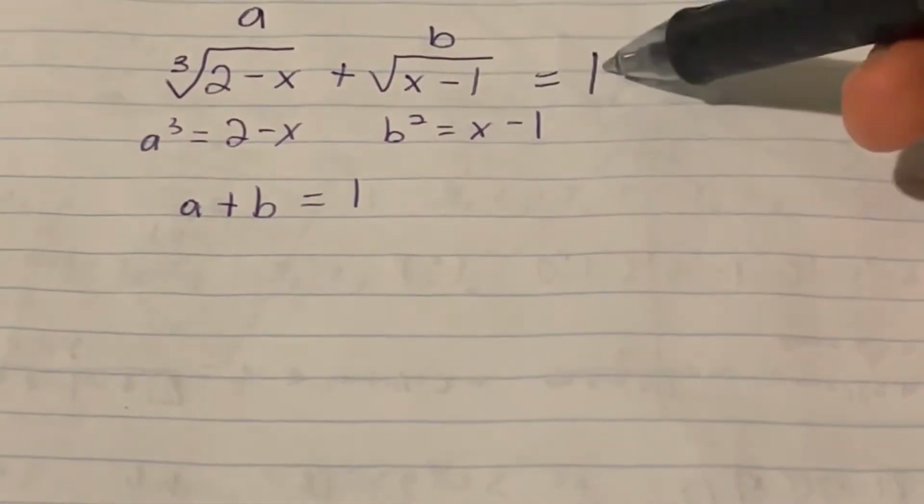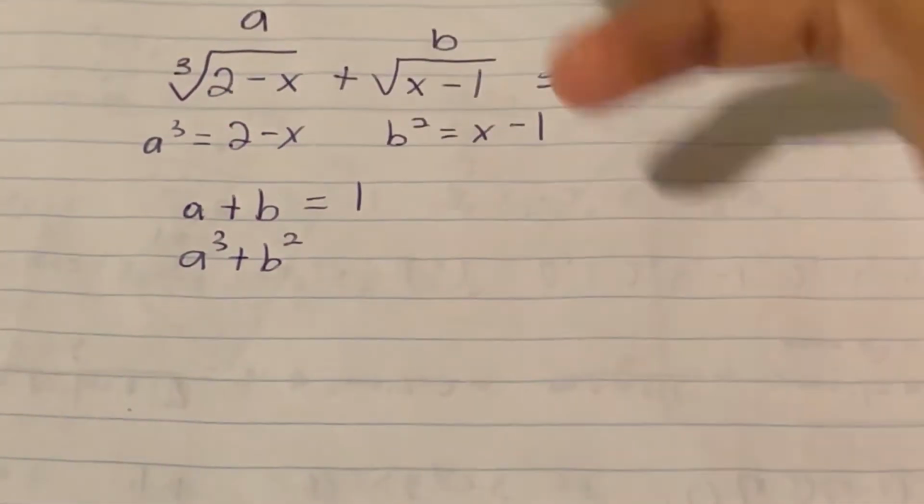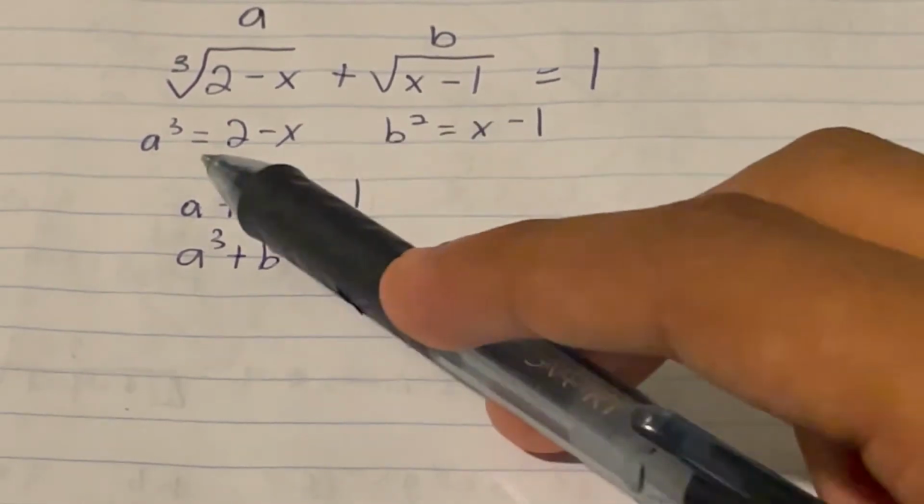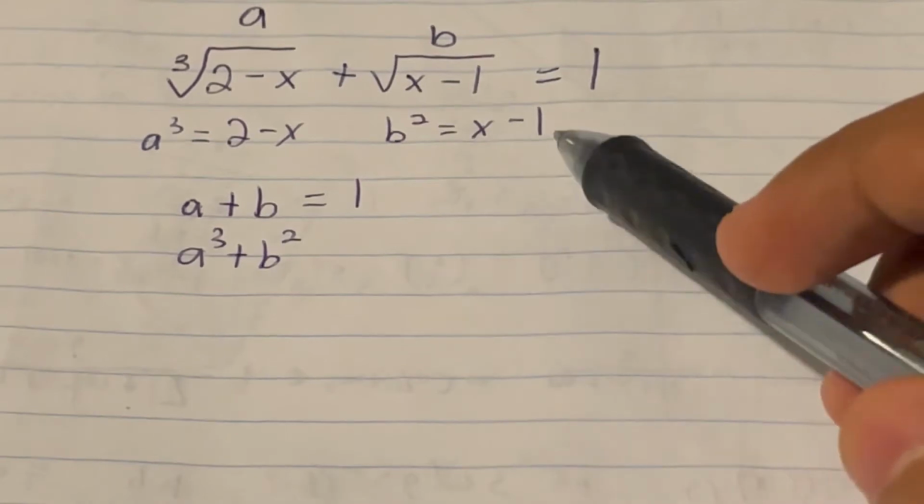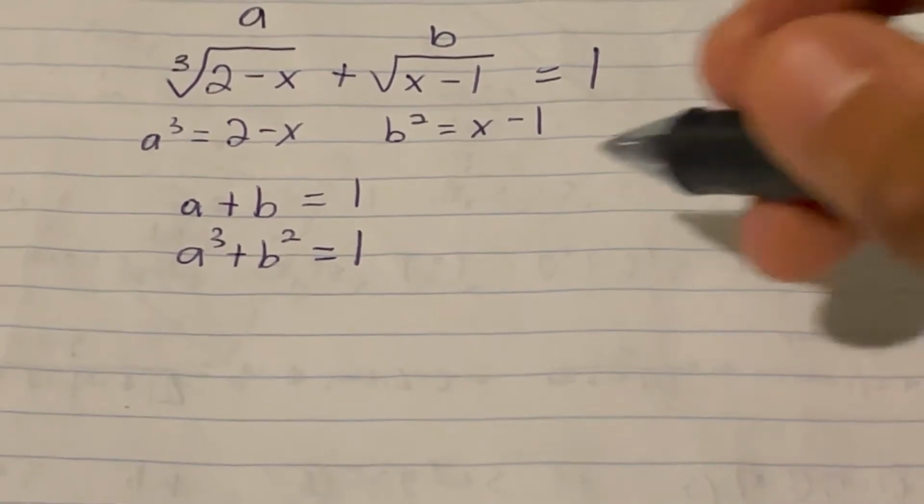So now we have the equations a plus b equals 1, as well as a cubed plus b squared. Well, a cubed is 2 minus x and b squared is x minus 1. When you add these two together, you get 2 minus x plus x minus 1. That's just equal also to 1. Now let's just do some substitution.